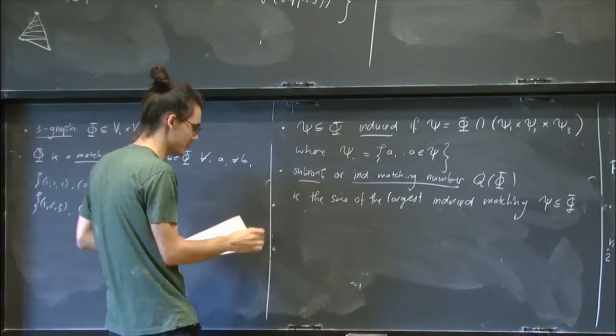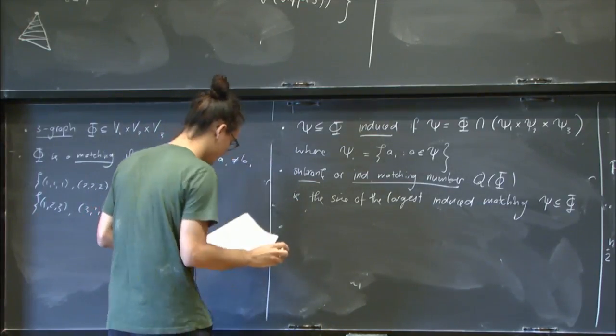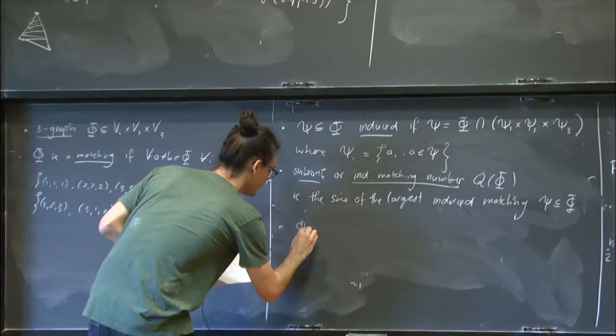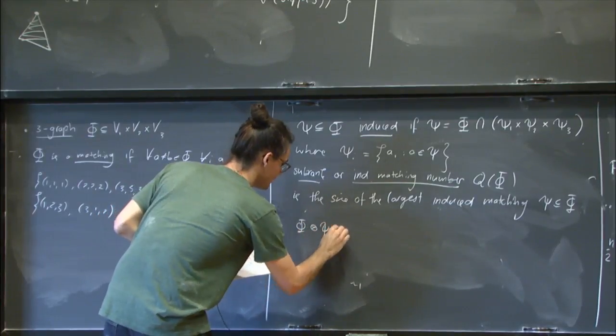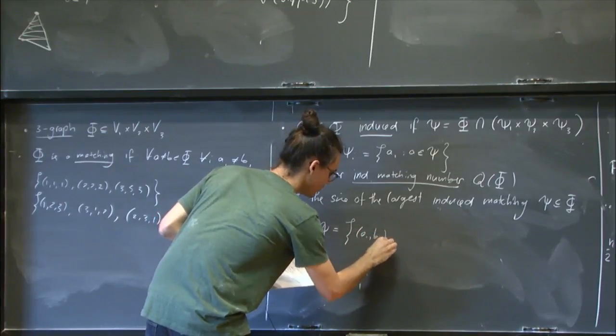So now this I want to study, but asymptotically. So we define a Kronecker product on these 3-graphs, and it should remind you of tensors.